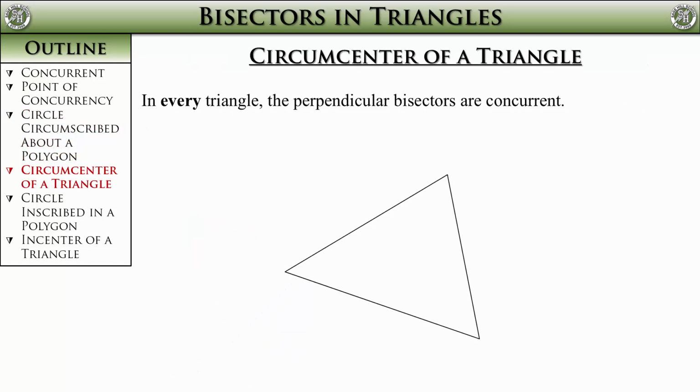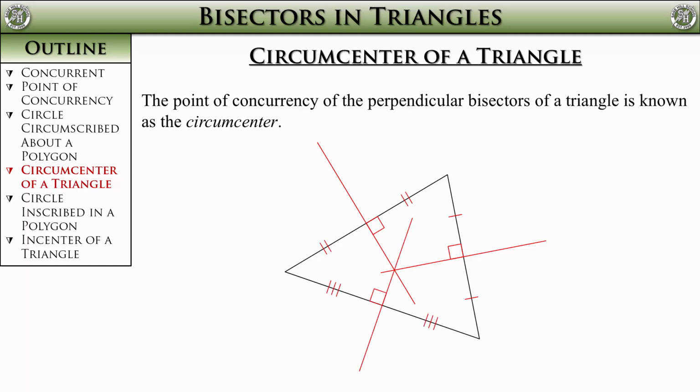So all that vocabulary was to get us to this point. In every triangle, the perpendicular bisectors are concurrent. Let's draw them in for this triangle below. You can see that, yes, the perpendicular bisectors really are concurrent for this triangle. The point of concurrency of the perpendicular bisectors of a triangle is known as the circumcenter. So that's this point here.